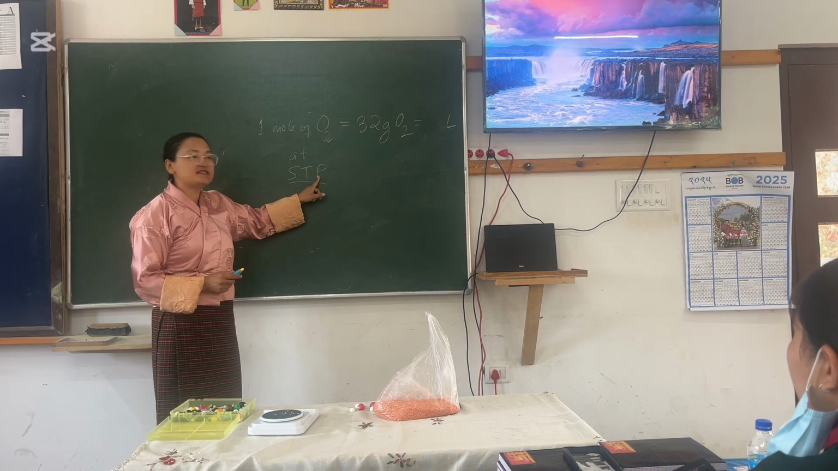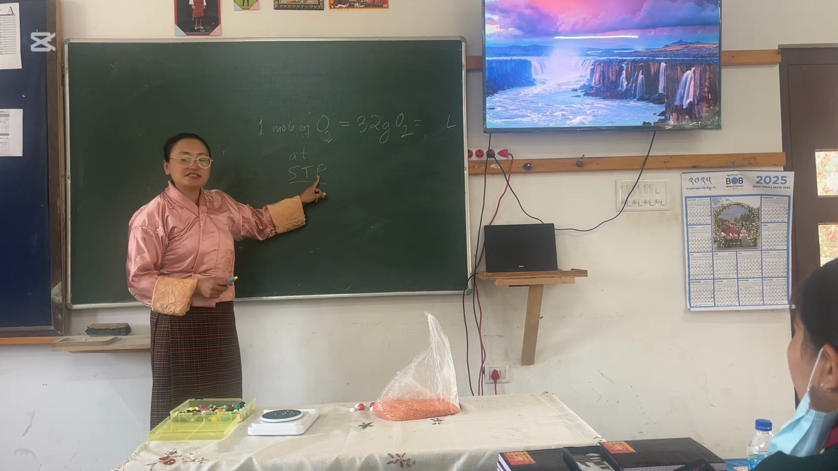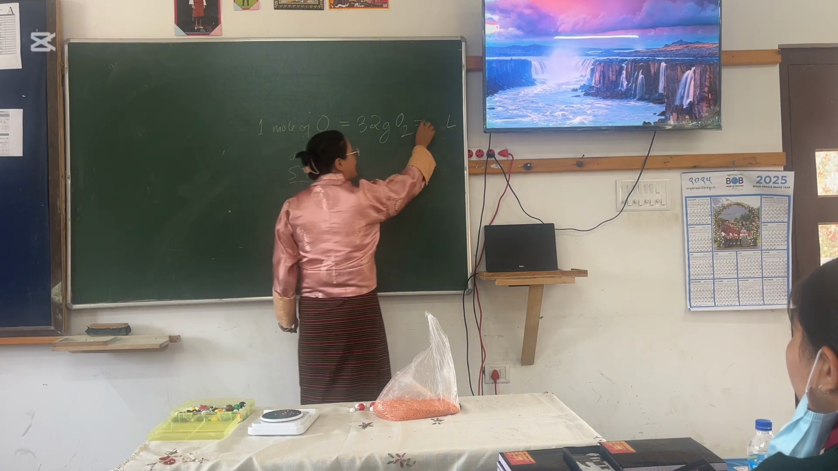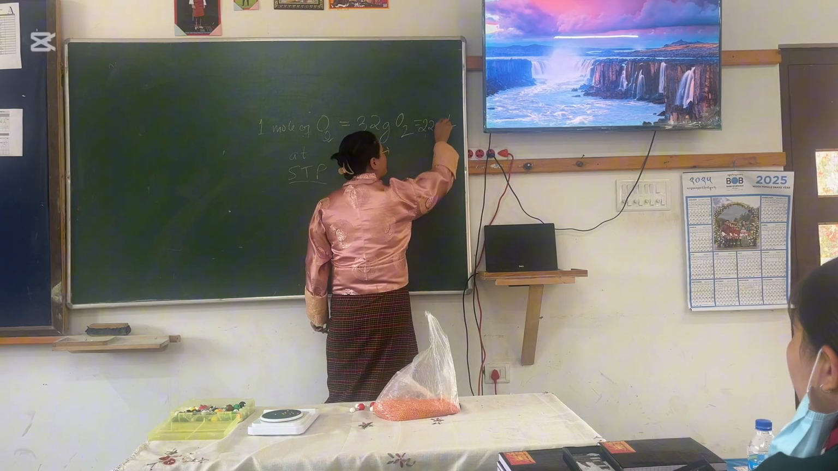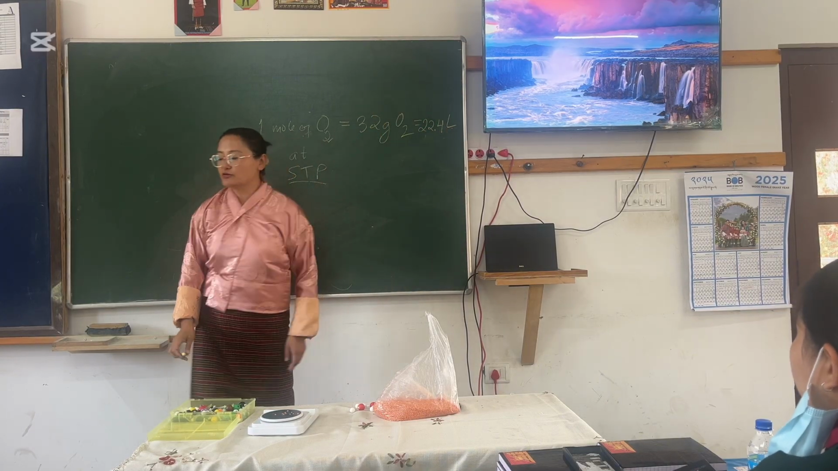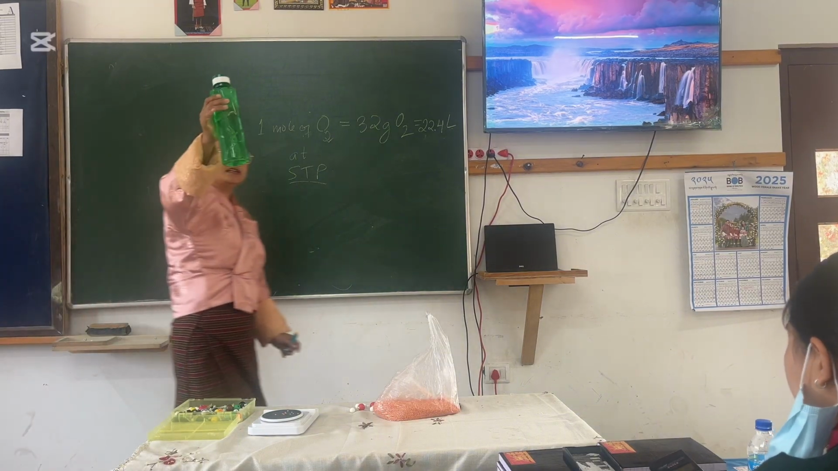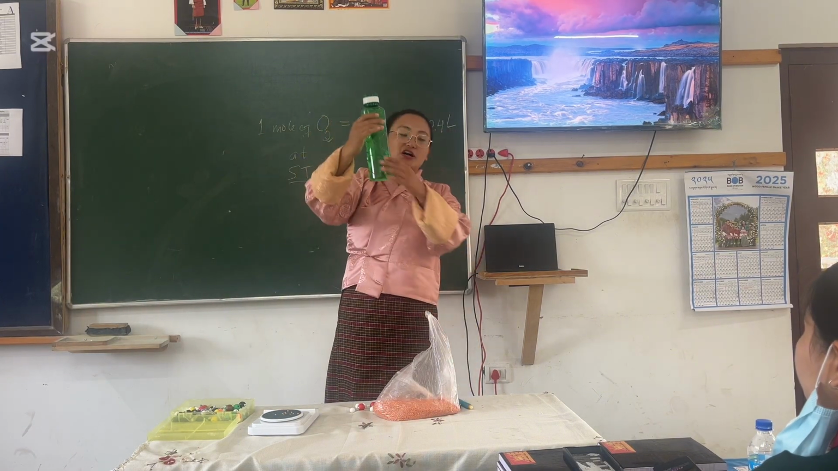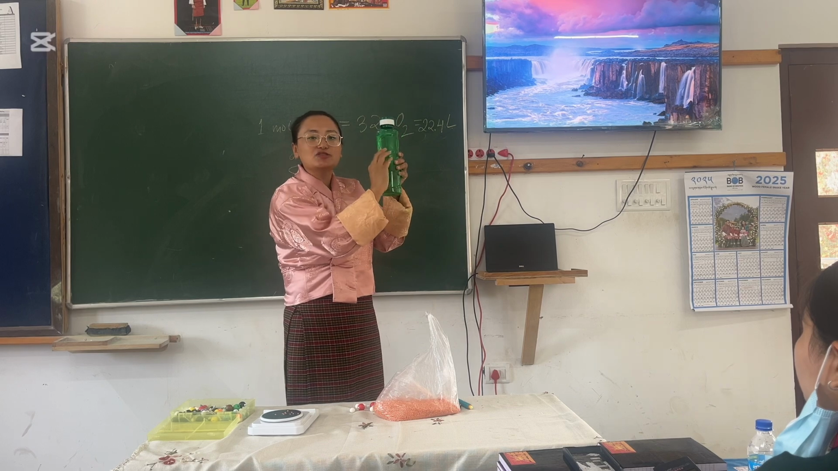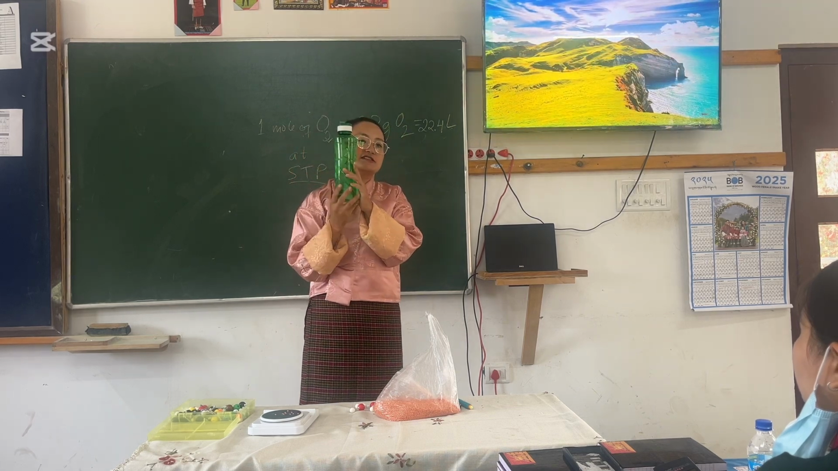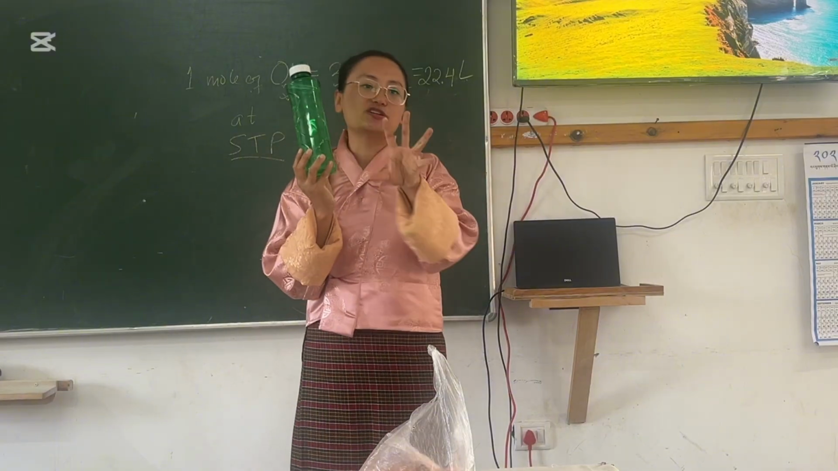273 Kelvin, and standard pressure is 1 atm. So 1 mole of any gas at STP occupies 22.4 liters. Now, for example, if this is a 1 liter bottle, and let's say there is no water here, it is filled with oxygen gas. So how many bottles of this 1 liter should you get roughly?